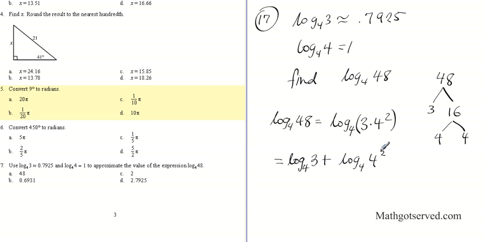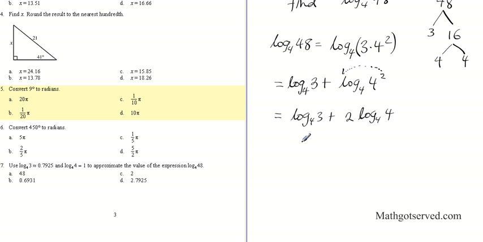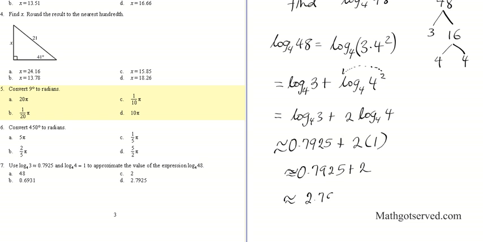All right, now I can power down this exponent, so I can plug in these approximate values. So I have log base 4 of 3 plus 2 log base 4 of 4. Now log base 4 of 3 is 0.7925 plus 2 times log base 4 of 4, which is 1. So we're going to have 0.7925 plus 2. Actually, this is an approximation, I can't make it equal. It is approximately 2.7925. And the answer to number 17 is D. All right.